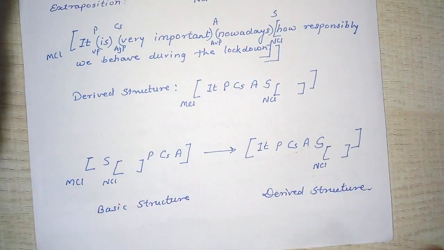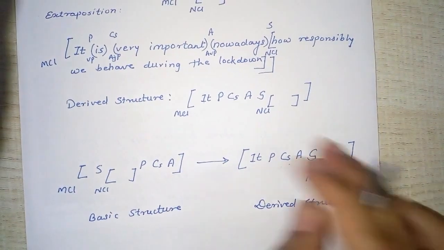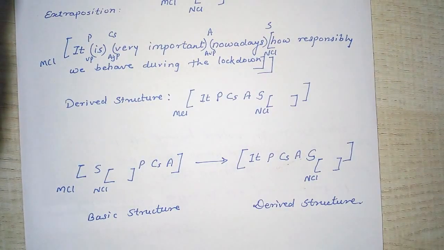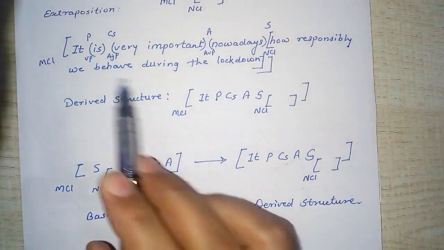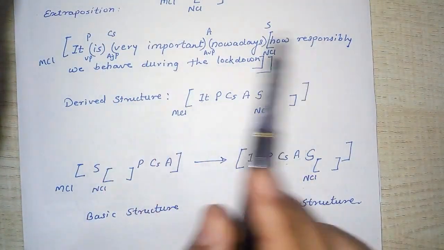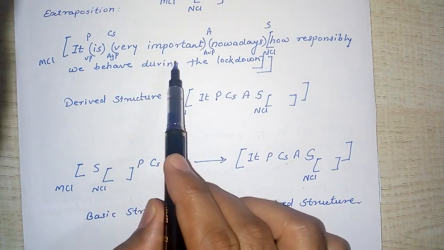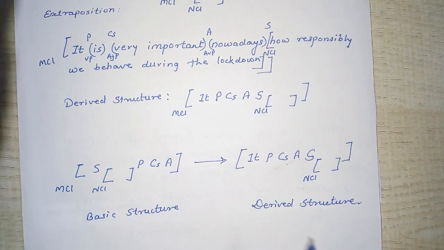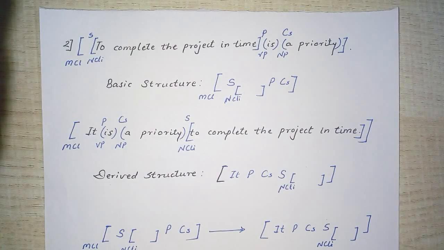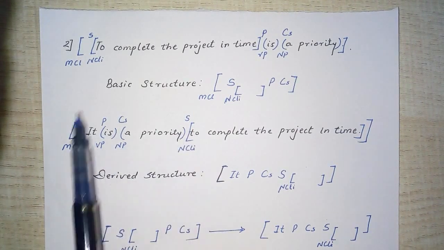So friends, this way you have to attempt this question in your exam. You have to write the basic structure, then you have to go for extraposition, then give form and function labels to the phrases and clauses they contain, and then write basic and derived structure at the end. I have another sentence for you. I have already analyzed this sentence, I'm just going to discuss it.